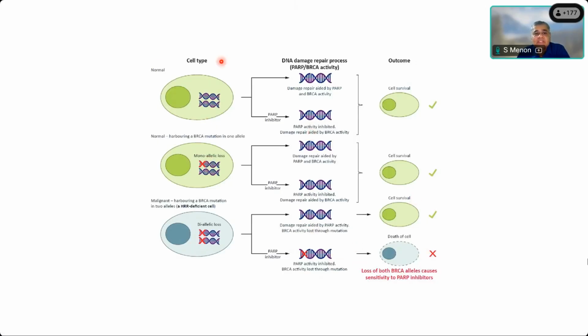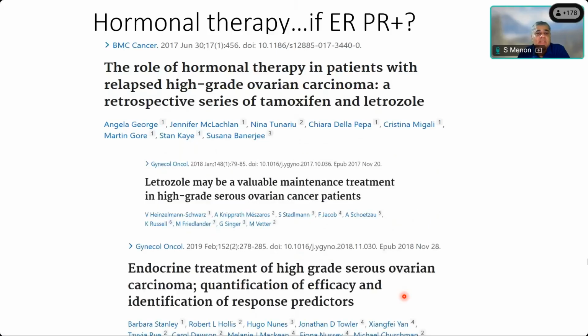So if you look at this normal cell, they have got a nice BRCA activity, and if you give PARP inhibitor drugs, that doesn't affect anything because there is BRCA activity and the DNA damage is repaired. Whereas in a malignant cell which is harboring a BRCA mutation, where the PARP is active, if you give a PARP inhibitor, that PARP cannot repair the DNA and the cell goes into cell death. So this is the basic understanding behind PARP inhibition when it comes to ovarian cancer.